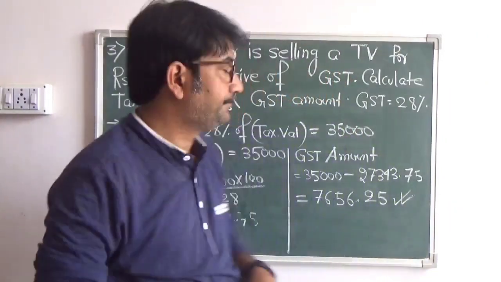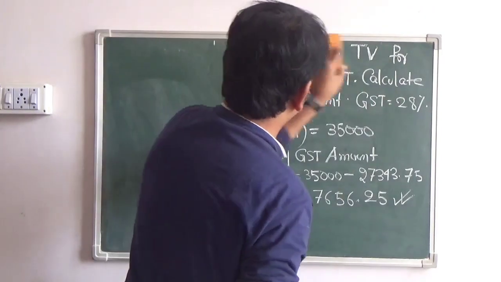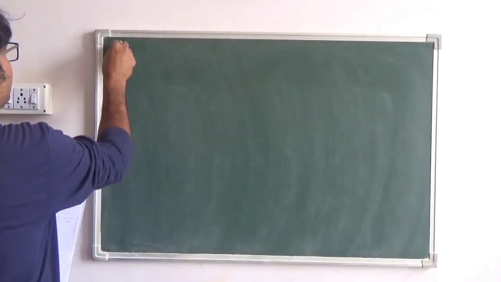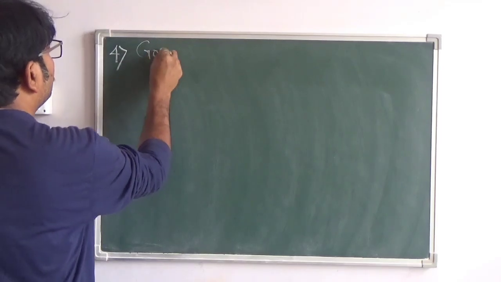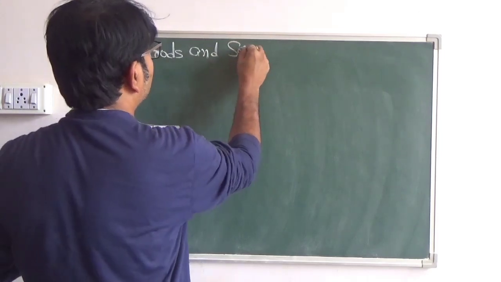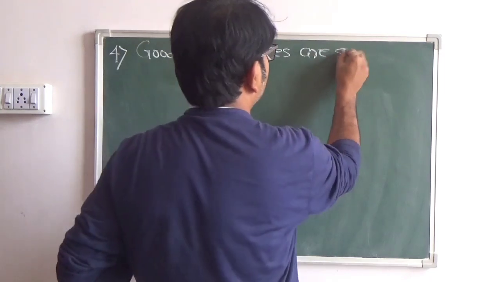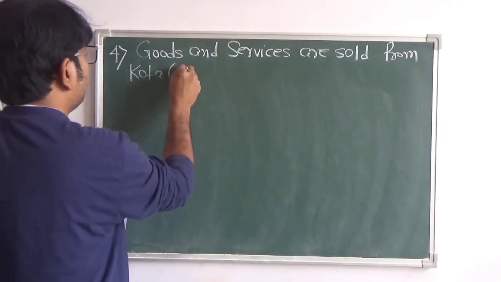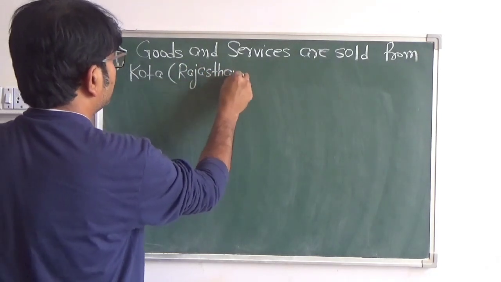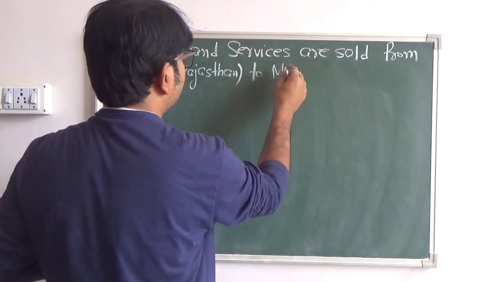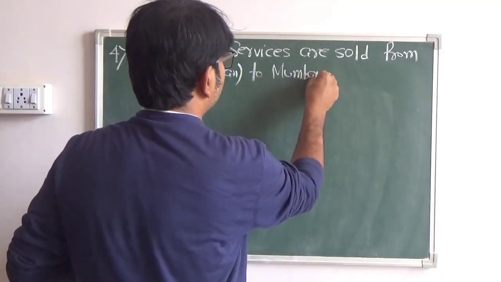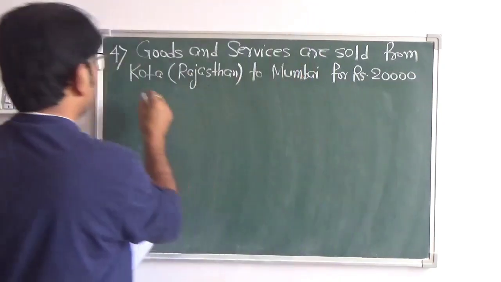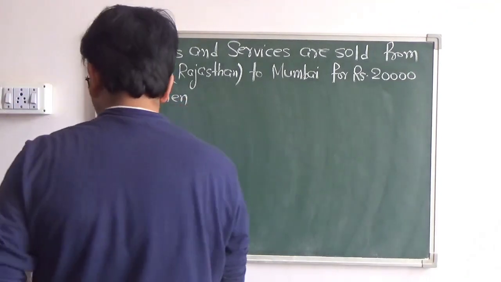Now let us move on to question number 4. Question number 4 says, goods and services are sold from Kota, Rajasthan to Mumbai for rupees 20,000, and then from Mumbai to Pune.